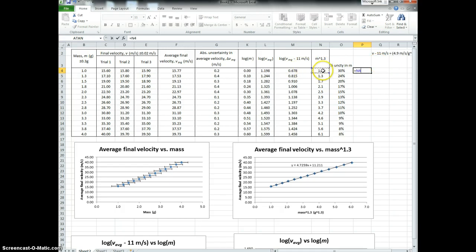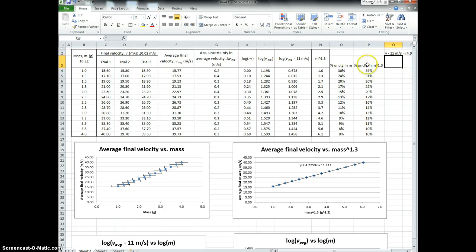Equals, let me try this again. Oops, and it's the percentage uncertainty being multiplied. Again, express it as a percentage. So what I've just got in this column now is the percent uncertainty in m raised to the 1.3 power.